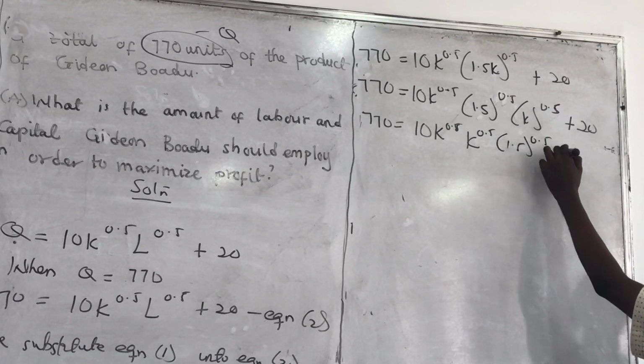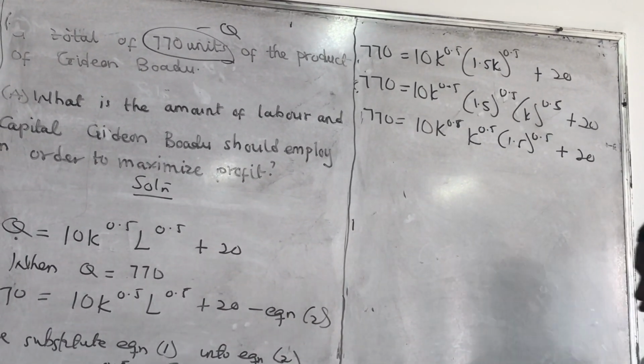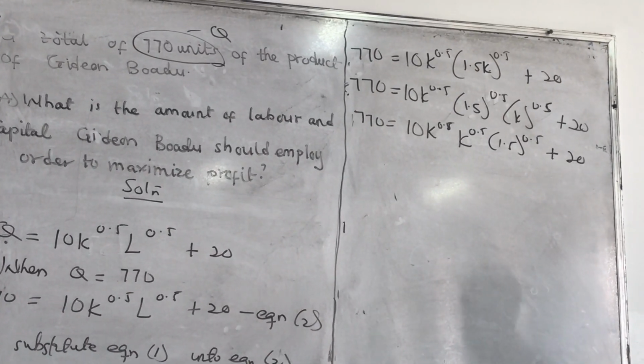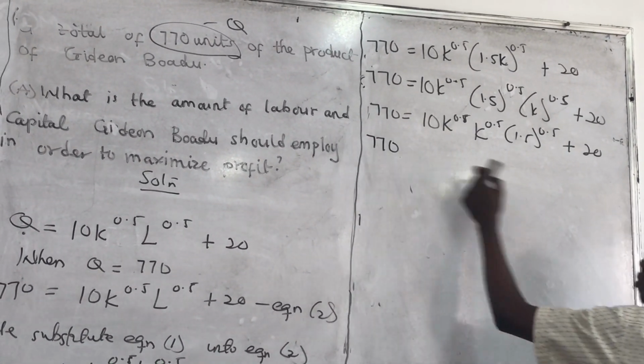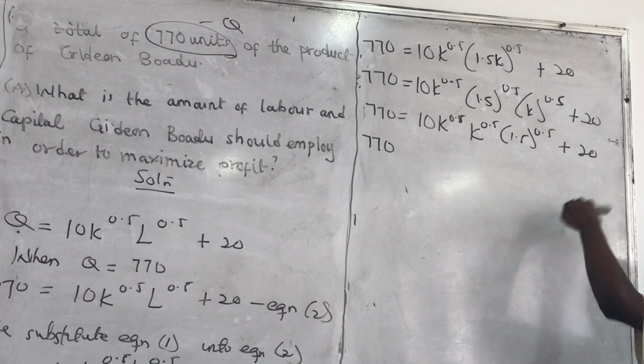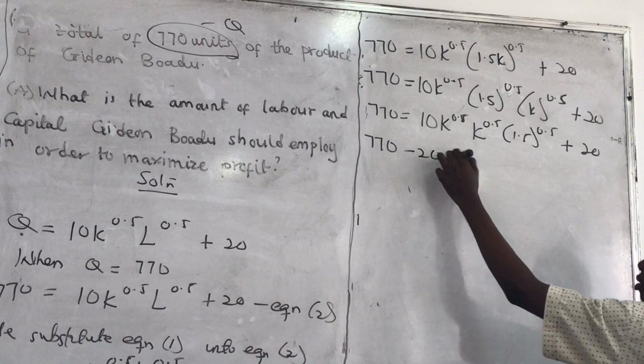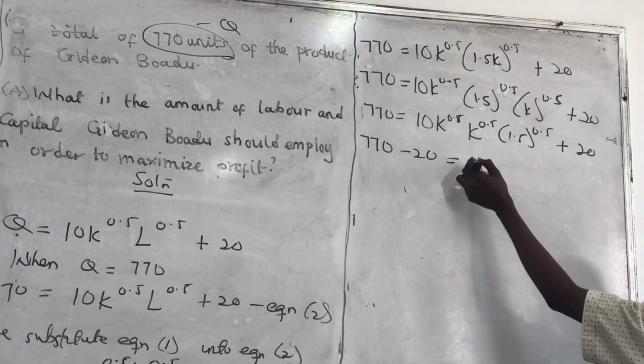1.5, 0.5, we have plus 20. Now we are looking for what? Capital. So let's group all variables at once. So we have 770 here. So 770, we have a number 20. We send it to the left hand side, so minus 20. So we have this 10.